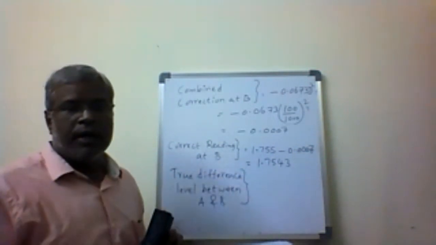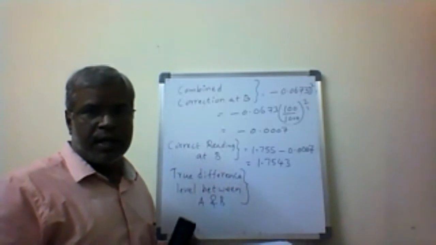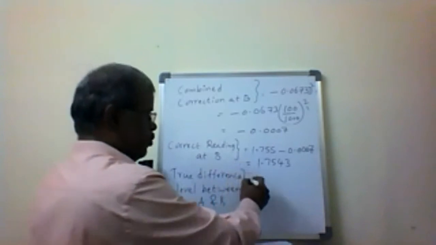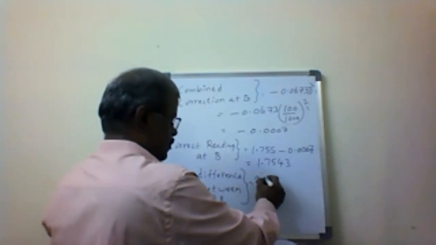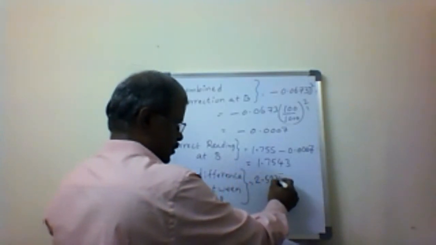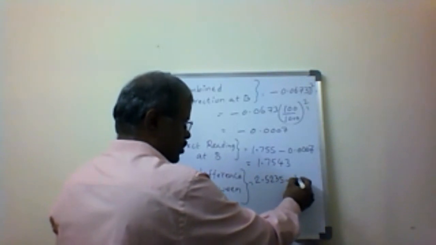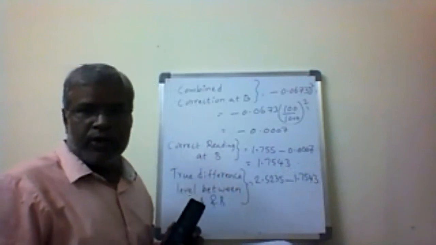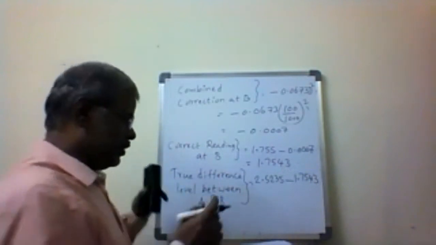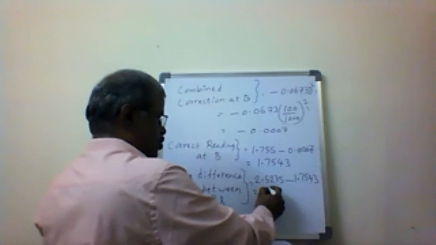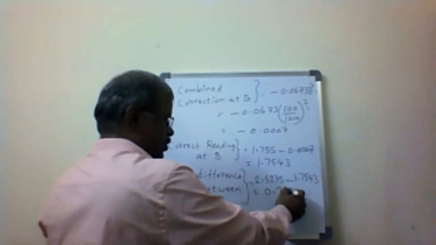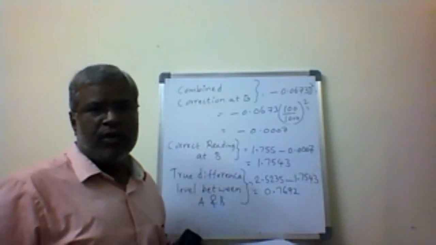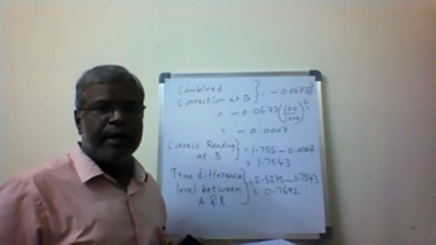So that is already we calculated what is the correct reading at A. Correct reading at B is 1.7543. Correct reading at A is 2.5235 minus 1.7543. This is going to be 0.7692. So this is the true difference of level between A and B by using the combined correction.